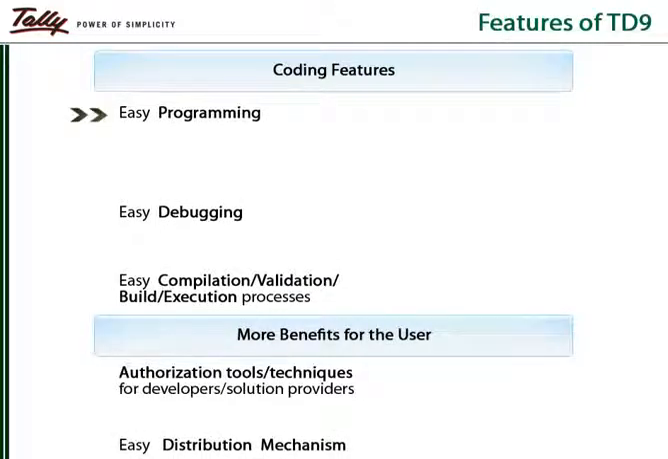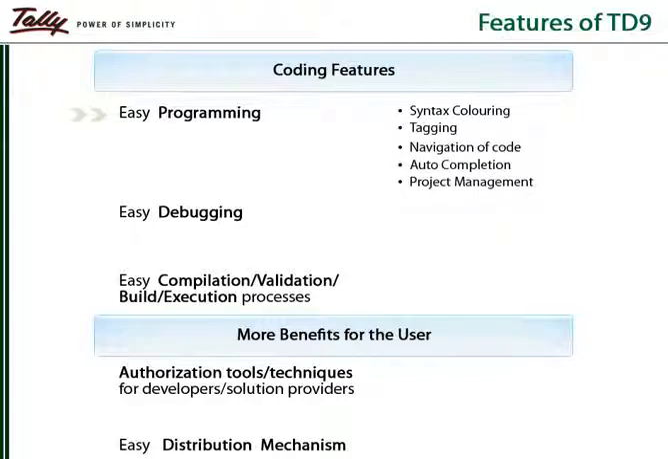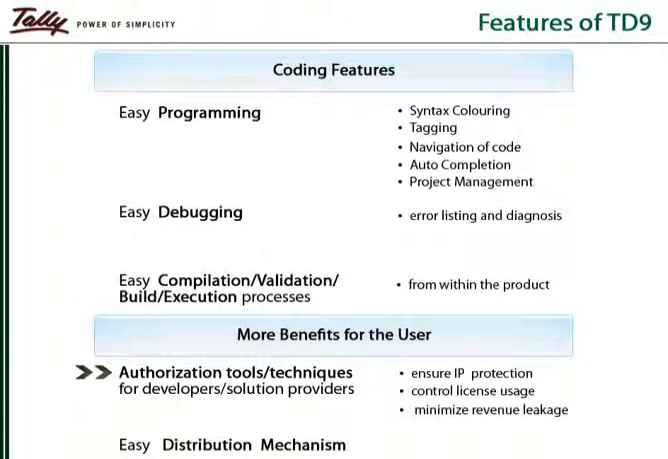To make programming easy, color coding of various syntax components, tagging of code, and various other features have been provided. Error listing and diagnosis is done by the product. Validation, compilation, building, and execution of code can be done in a few simple steps. Authorization techniques prevent malpractice and minimize revenue leakage. Easy licensing and subscription processes provide a hassle-free experience to the TD9 user.